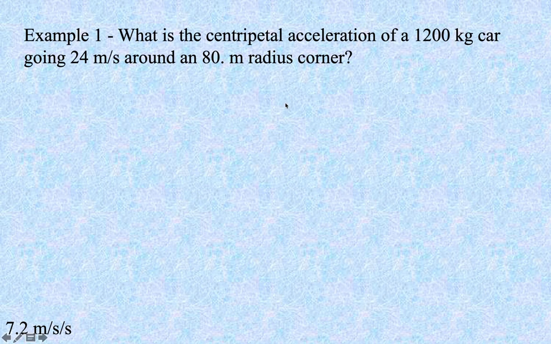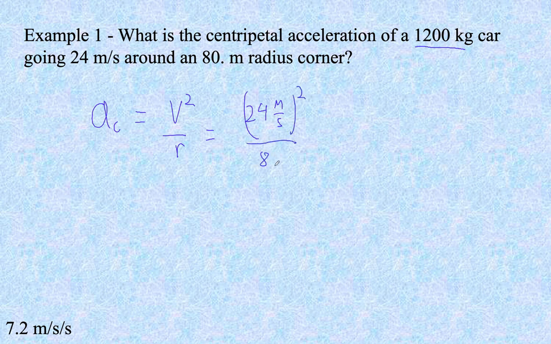Let's take a look at the question here. So we've got centripetal acceleration. We're not going to use the mass here, but we could later. Going 24 meters per second around an 80-meter radius corner. So let's figure out the centripetal acceleration. It's going to be v squared divided by r. So that is 24 meters per second, that whole thing squared, divided by 80 meters. Okay, so 24 squared, that's a big number, 576, divided by 80 is 7.2. It comes out even, right?